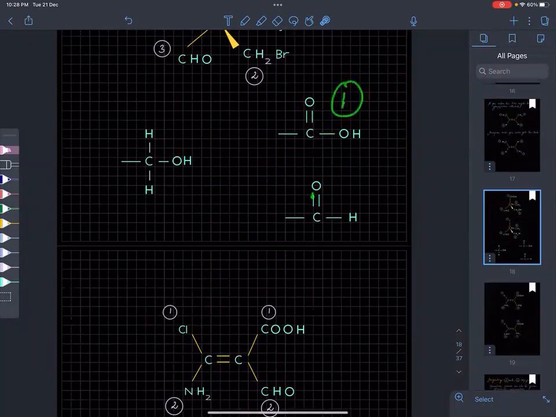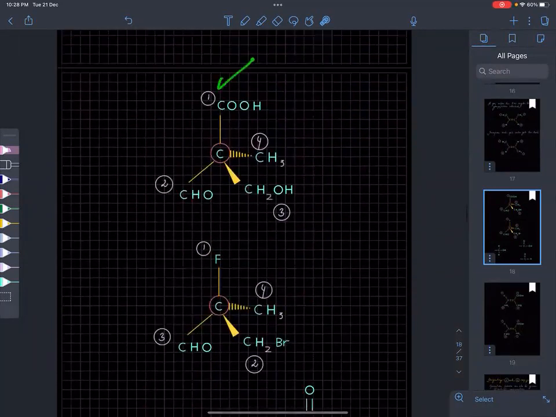Then comes CHO, because it is attached to 2 oxygens. Then comes alcohol because it is attached to 1 oxygen. So this is the first rank, this is second rank, this is third rank, and this is fourth rank, because this is not attached to any oxygen. Clear?